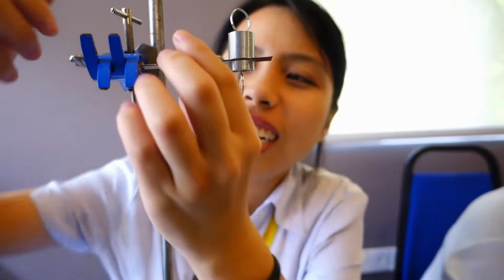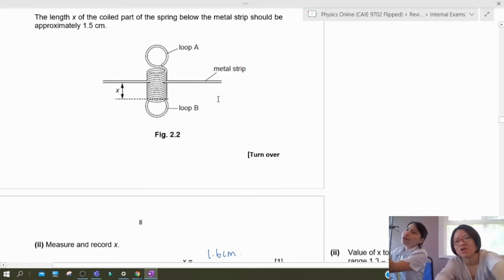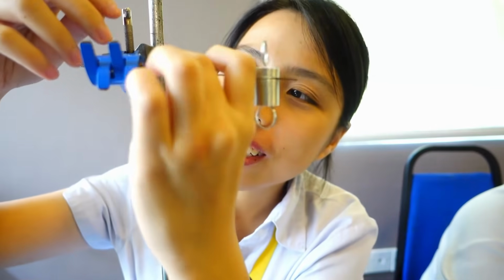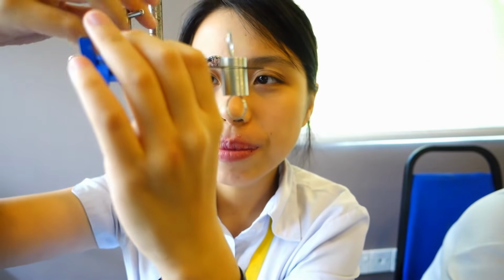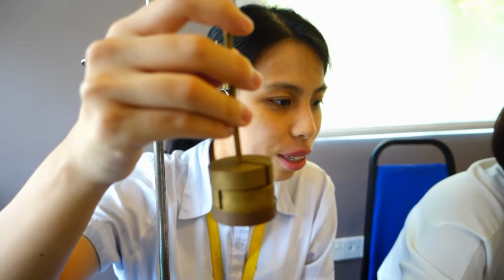Kind of clamped. But did I clamp it upside down? I feel like I did. Aiyo, then it's wrong. The longer one should be below. So this one is the longer one. X should be below, based on figure 2.2. There we go. Sometimes it's a mess. Got three things to put on.